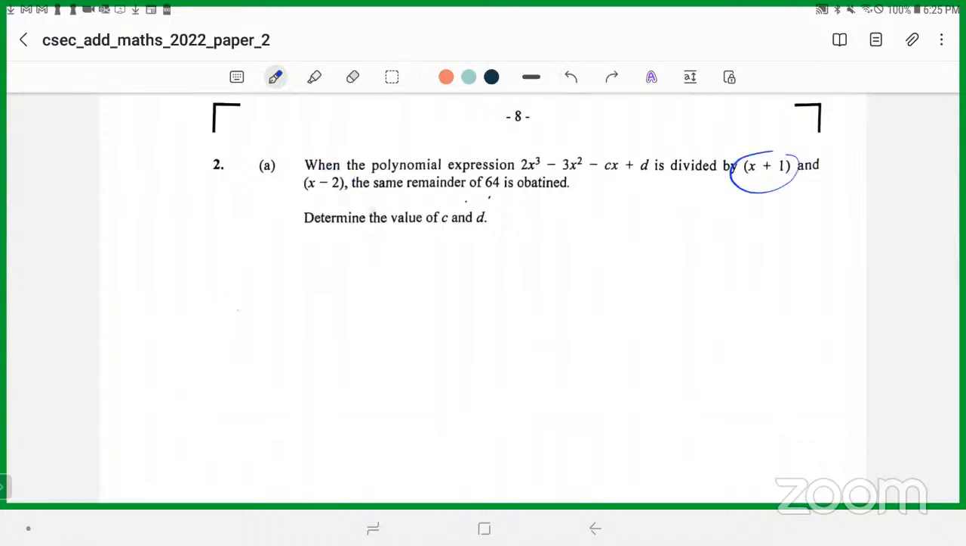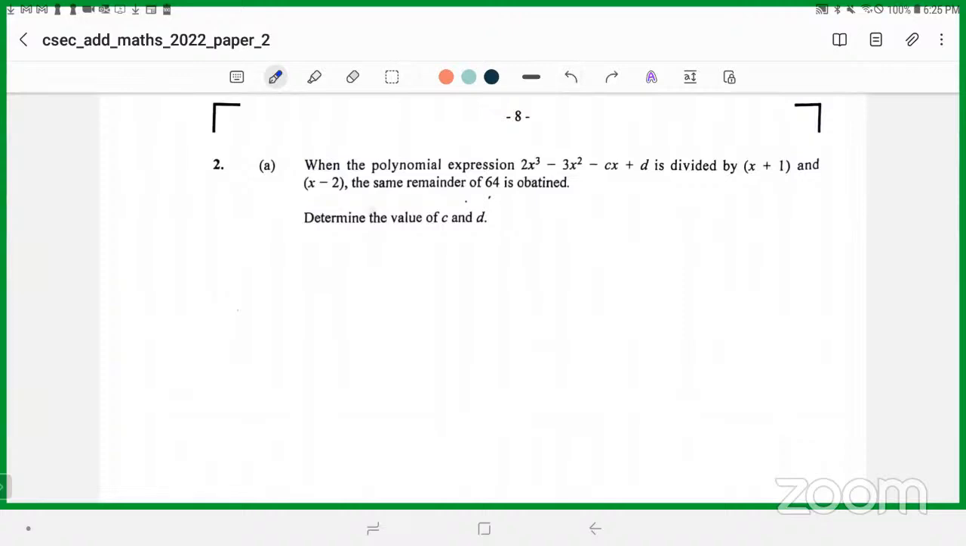Same x plus 1 and x minus 2. The remainder is 64. It's the same remainder, 64. That's what it is basically saying. The remainder is the same and is equal to 64. When this polynomial is divided by this, the remainder is 64. And when it's divided by this, the remainder again is 64.